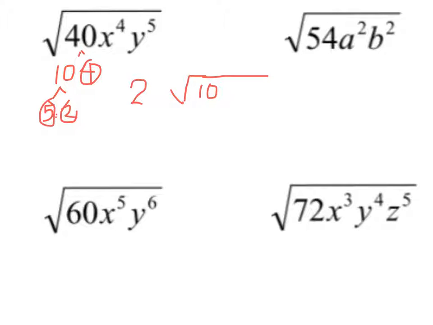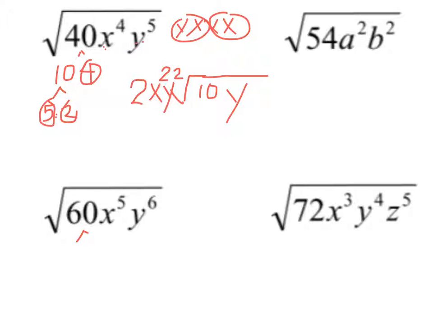Next, I'm going to look at my variables, my letters. Here I have x to the 4th, so I know that these paired up and came out of the house, and those paired up and came out of the house. So that would be x squared. And they all got married and paired up. But the y's, I know I have y squared, and there's one leftover y that didn't get married. So that stays inside of the house.